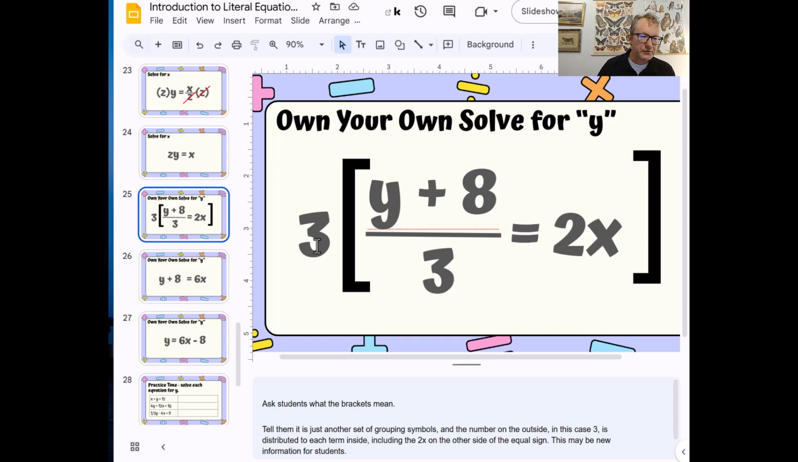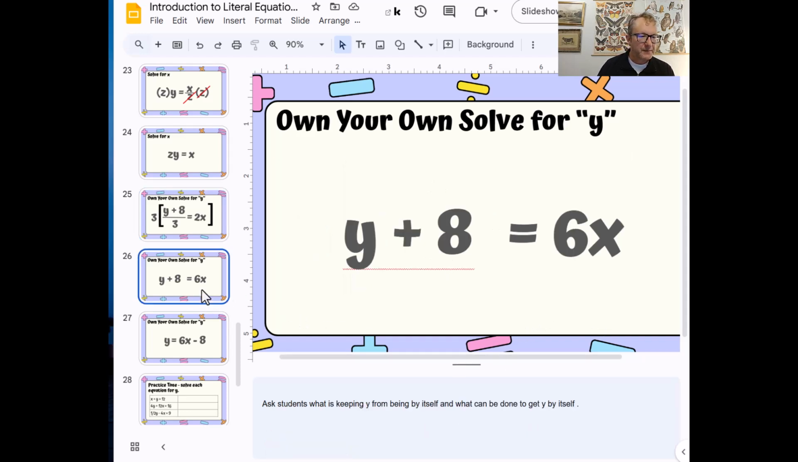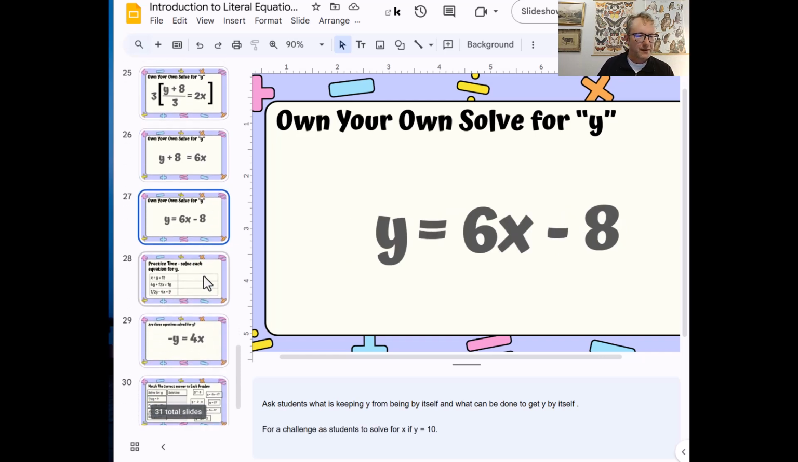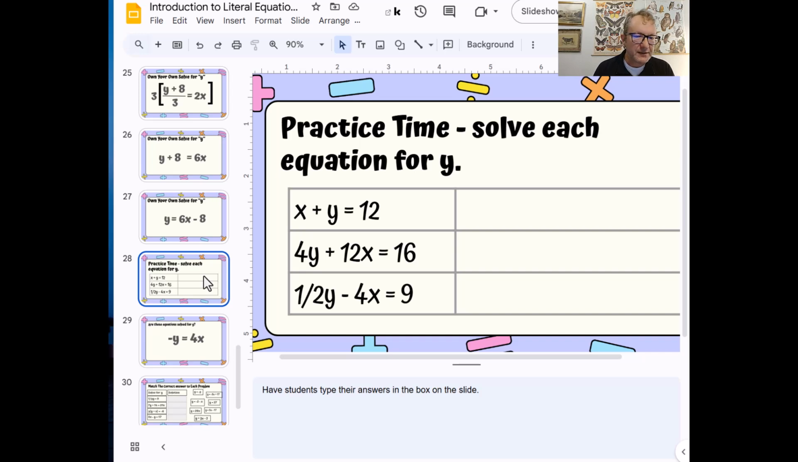Because as teachers, we know these threes will cancel out. I just want kids to be accustomed to seeing complicated problems and not freaking out about them. So I just throw that in there. So we cancel out the threes, and now we have an easy problem. Now we're going to give them some practice time. We're going to have them solve these equations for y.